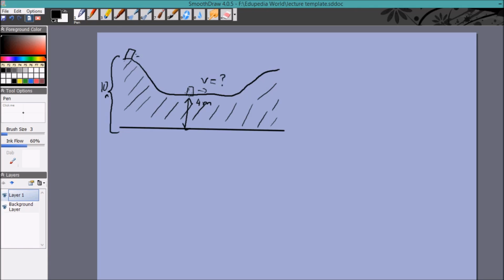I'll try to do it in two ways. The first way, I'll use the work energy theorem, right? So in that case, I will take this object to be my system. If this object is my system, then what I'll say is the work done is equal to K2 minus K1, right? Remember, this is the work done.